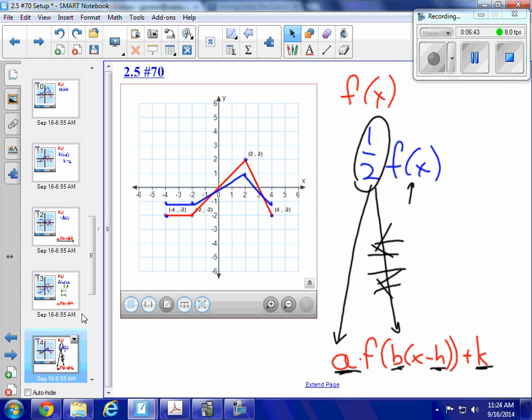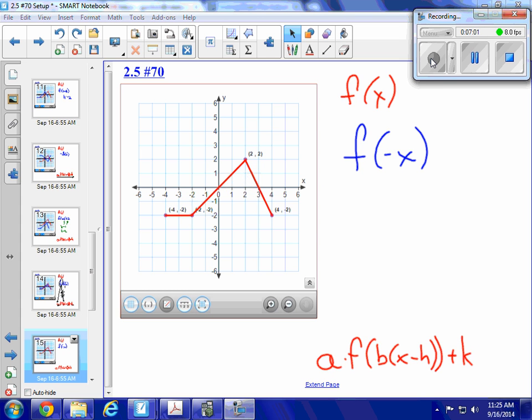My a does a vertical stretch or compression. This is a vertical compression. I have squished the graph down closer to the x-axis. I made a compressed graph of this.